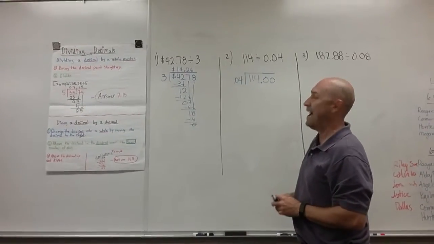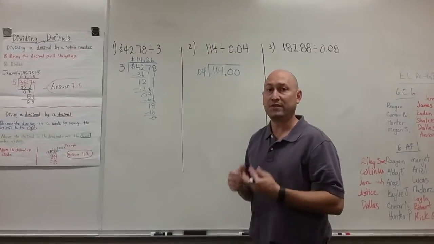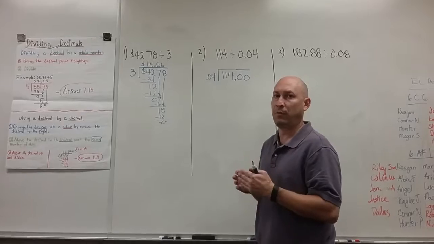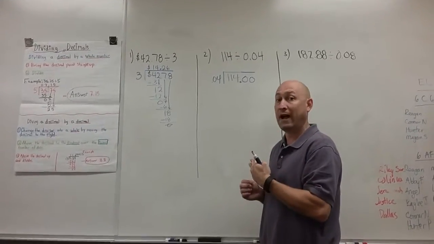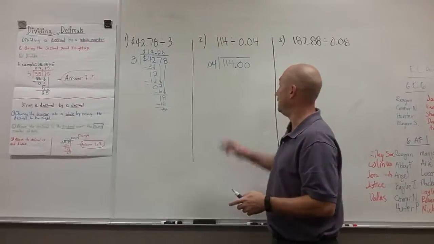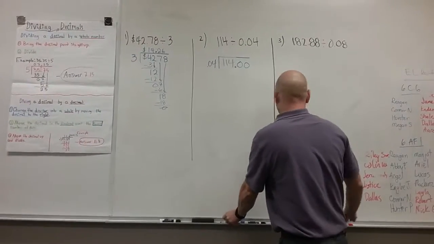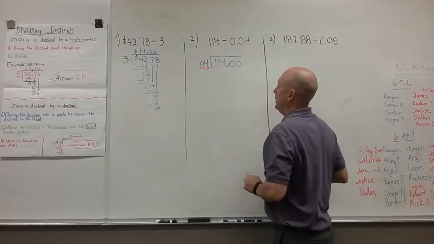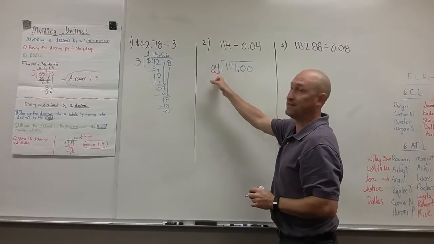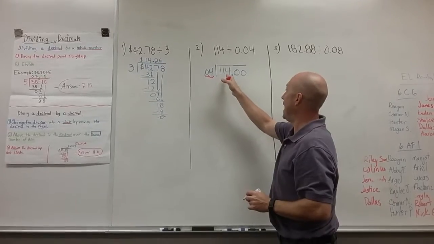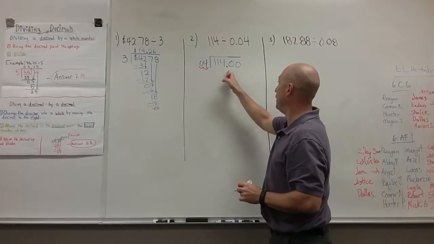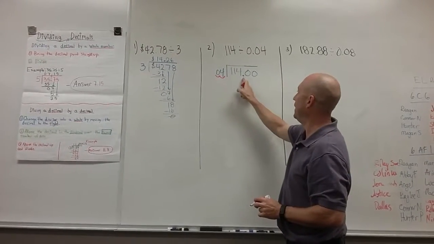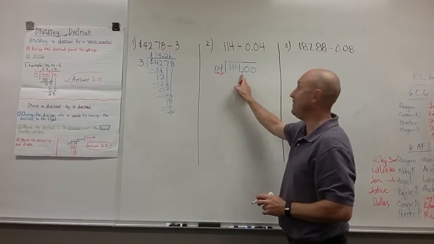Now, when I have a decimal in the divisor, what I want to do is turn it into a whole number. So I have to move the decimal point the number of spots to the right that's going to make that a whole number. In this case, I've got 2 spots that I want to move it to the right to turn that into a 4. Now, the rule for dividing decimals is if I move it on the divisor, I also have to move it on the dividend. I can't just bring it straight up at this point. I have to go ahead and move that decimal point that I've added here.